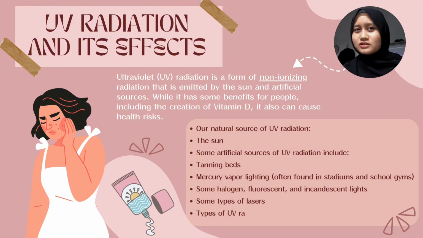However, artificial sources like tanning beds, mercury vapor lighting found in gyms, halogen and fluorescent lights, and some lasers also emit UV rays. While UV radiation helps our body produce vitamin D, a nutrient vital for bone health, it comes with its risks. Prolonged exposure can cause skin damage, eye problems, and increase the risk of skin cancer.